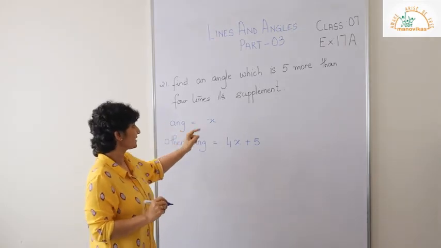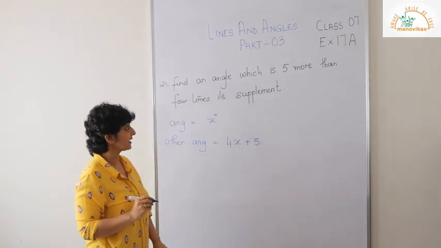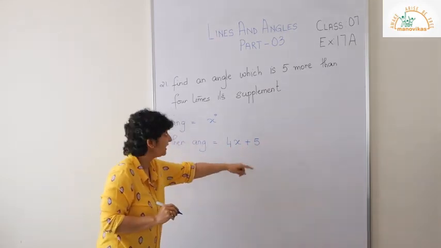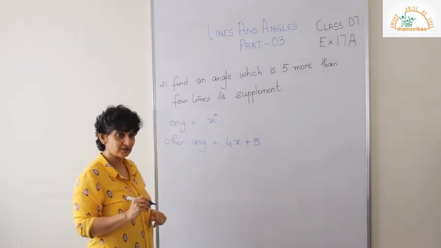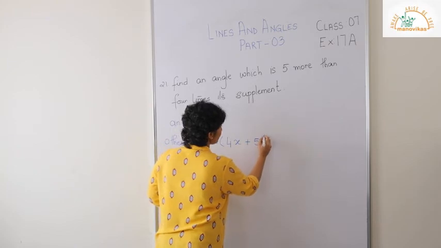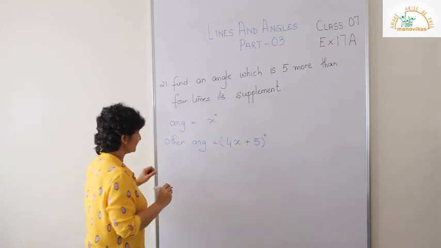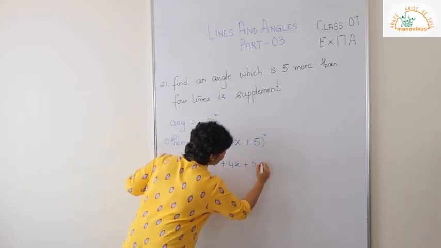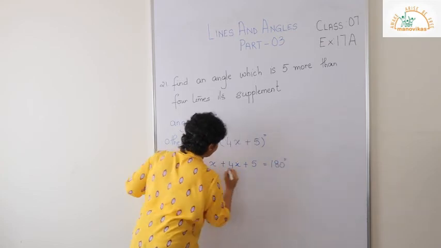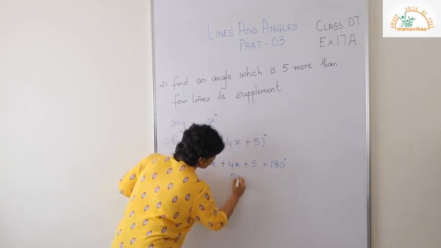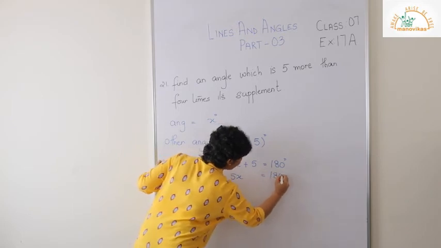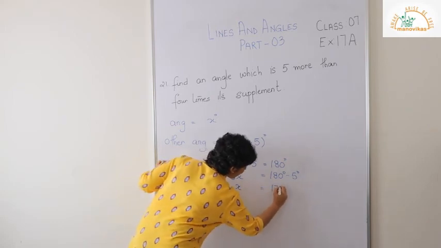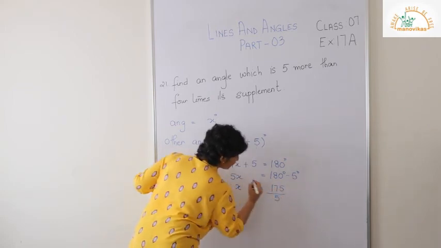Correct? So let your angle be x degrees. Then the other angle is equal to 4x plus 5, which is 5 more than 4 times x. Then that's supplement. Correct? So let's find the angles. So I know x plus 4x plus 5 is equal to 180 degrees. So 1x plus 4x is equal to 5x. That will give me 180 minus 5 degrees. x is equal to 175 upon 5.